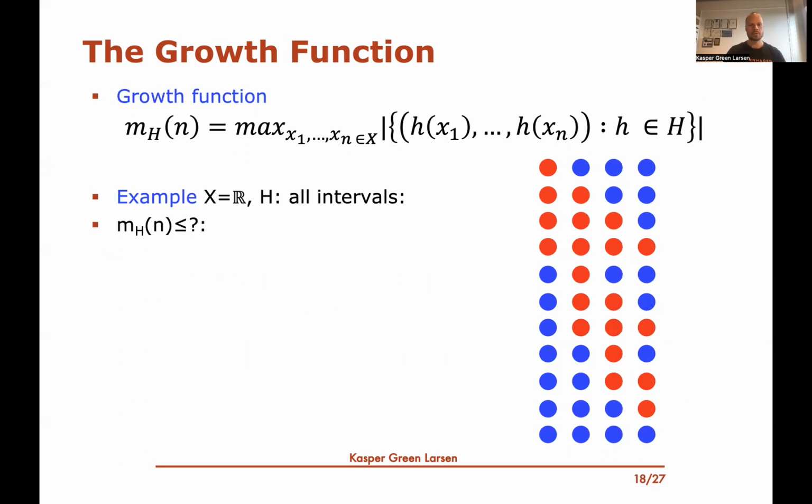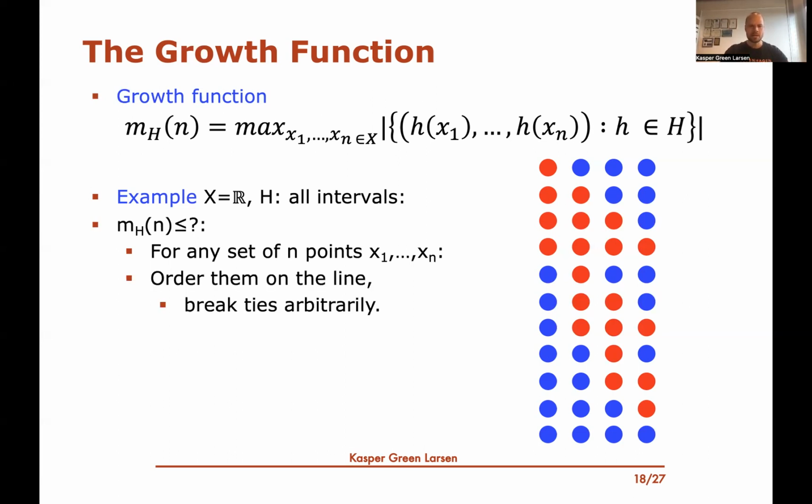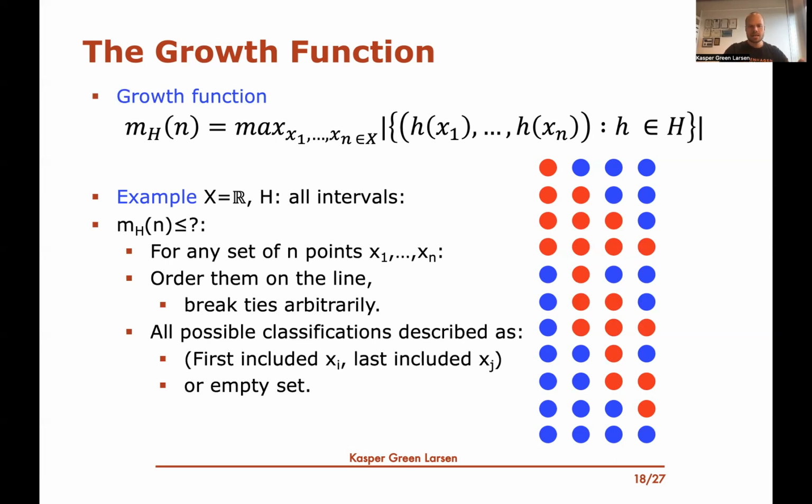And you can then again ask, what if I have n points? Let's just try to repeat the argument. If I have n points, x1 to xn, then I could order them on the line, break ties arbitrarily, and then any labeling that I can generate with an interval, I can basically describe by just saying what is the first included point and what is the last included point of the interval, because everything in between those two is going to be red and everything else is going to be blue. And I know that's how the dichotomy would look.